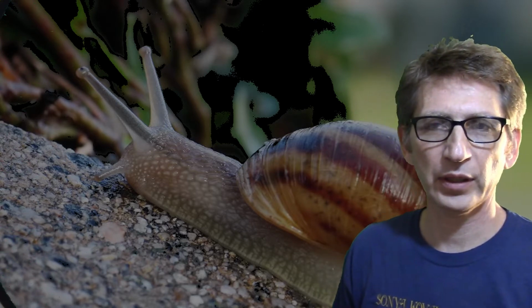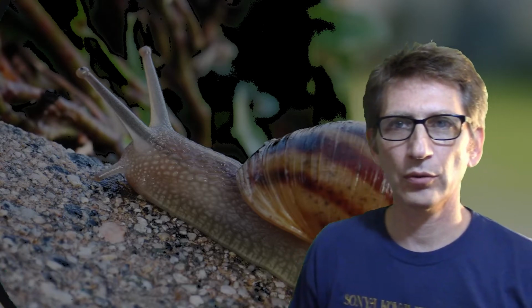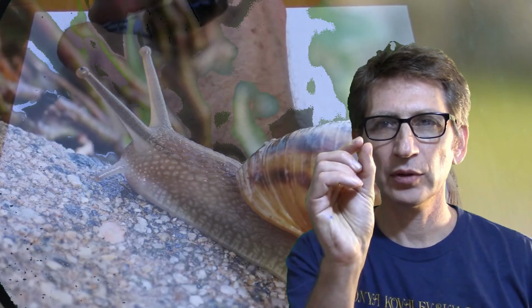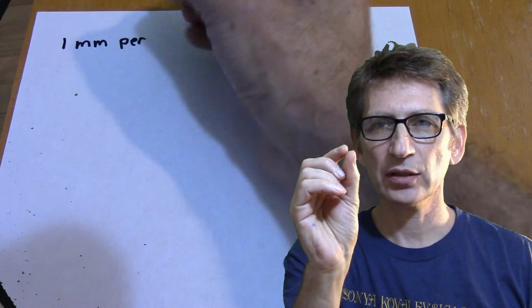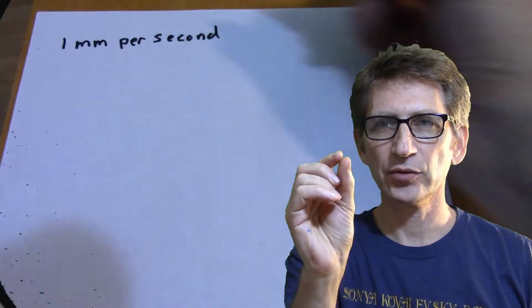Let's look at a really slow rate of speed for this dimensional analysis. We're going to look at a speed of 1 millimeter per second. That's how fast the common snail moves. So I'll talk a little faster so this won't take quite as long.